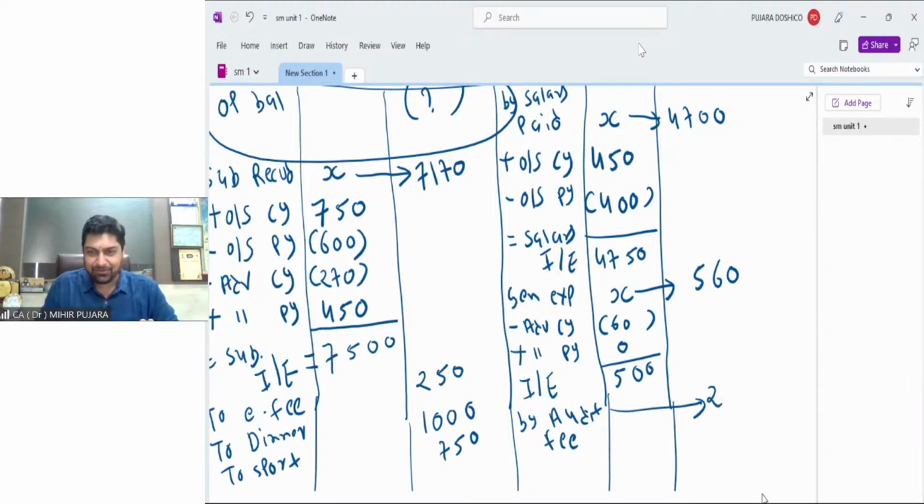आपने पे किया 200। 200 कौन सा है? पिछले साल का आउटस्टैंडिंग। आउटस्टैंडिंग ऑफ प्रीवियस ईयर। क्लियर गाइस? इंपोर्टेंट पॉइंट क्लियर?